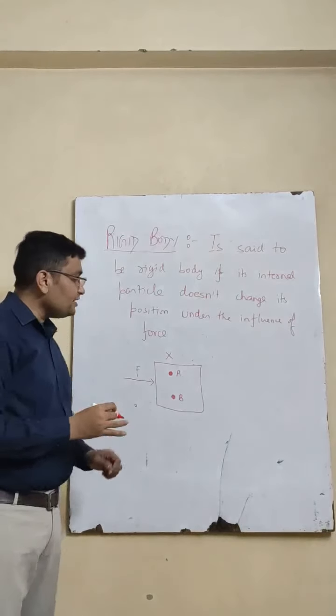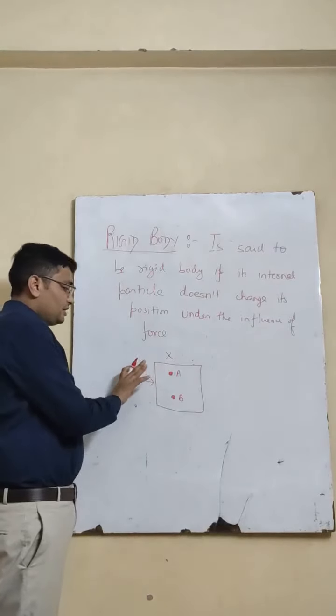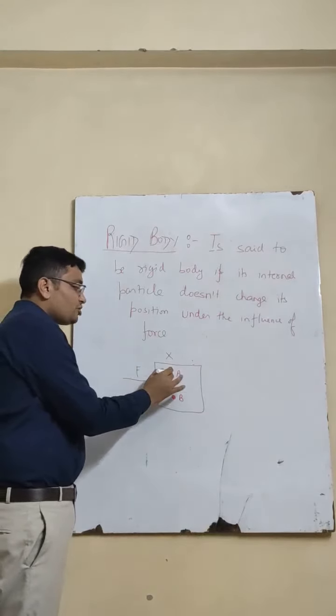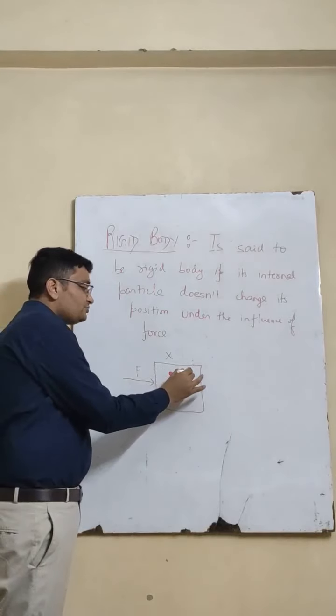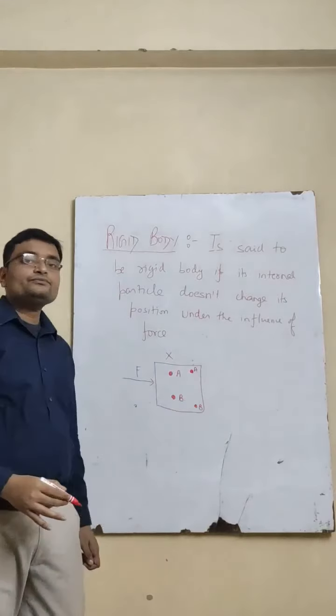When its position changes, let's suppose that after applying a force F on the body X, the position of A changes to here. Now the particle A comes here and the particle B comes here, then it is not a rigid body.